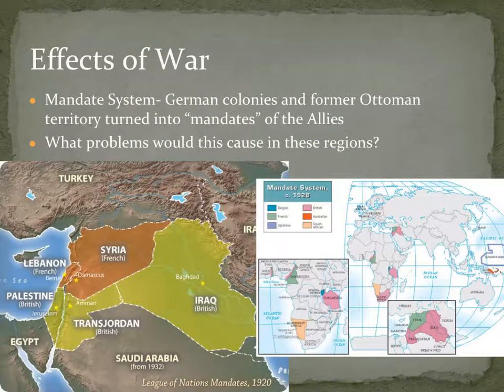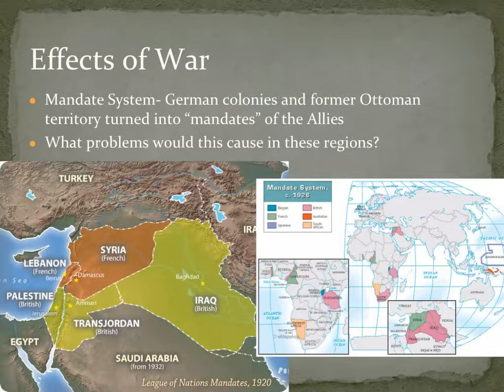Another effect is the setup of the mandate system. So the German colonies throughout the world in places like Africa and some of the former Ottoman territory were turned into mandates of the Allies. A mandate officially is saying that these territories are going to be governed by the League of Nations, but they're going to be under the protection of the British and the French. So technically, they're not supposed to be colonies of the British and the French, but I would say essentially they're just colonies of the British and the French.